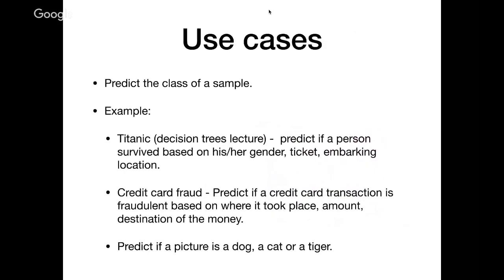For example, the Titanic that you guys did in the decision trees lecture is a classification problem. What you guys are going to do in future lessons, like the image classifier, is a classification problem. Of course, it's called classifier. The credit card fraud.